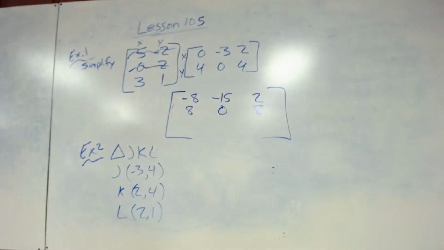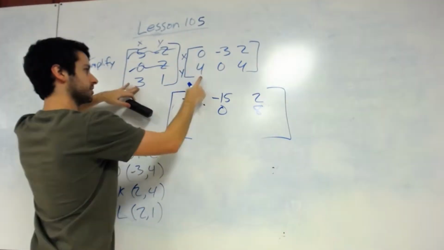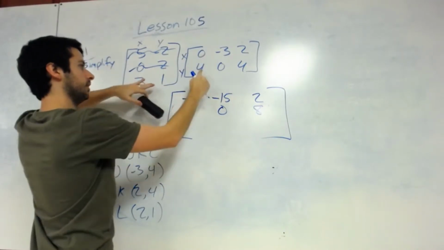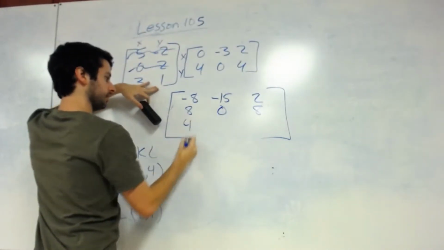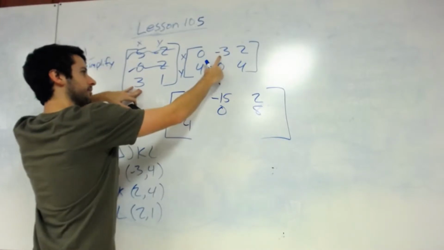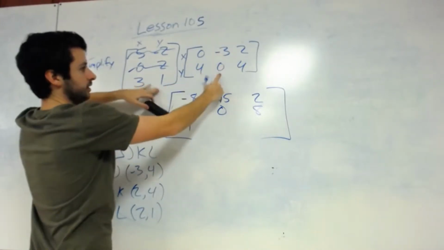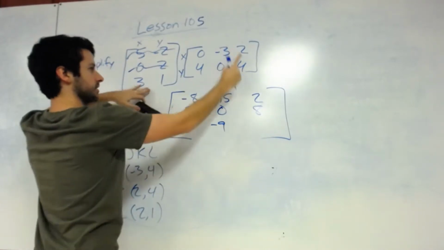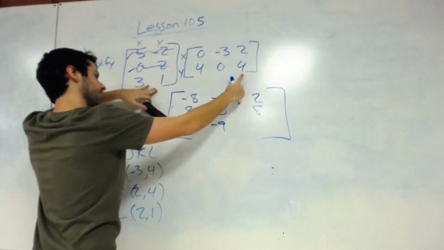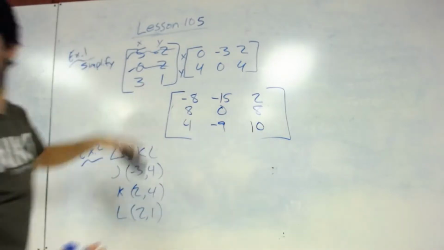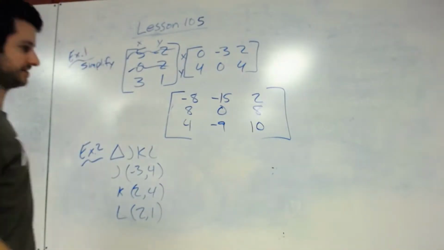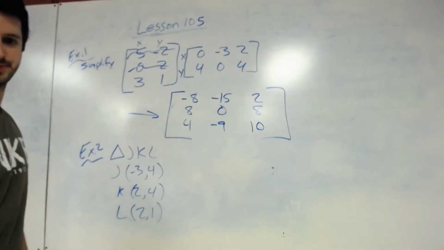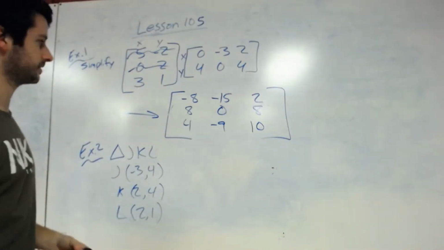So now I look at my bottom row. 3 times 0, that's 0, plus 4, that'd be a 4. 3 times -3 is -9, plus 0 is -9. 3 times 2 is 6, plus 1 times 4, that would be 10. So the bottom ends up being 4, -9, 10. So this would be my new matrix. That is how you multiply matrices.